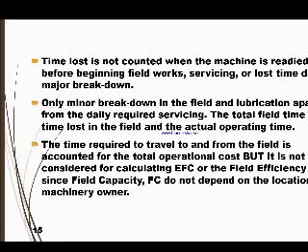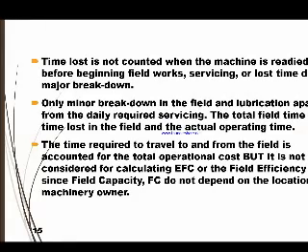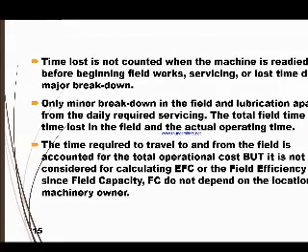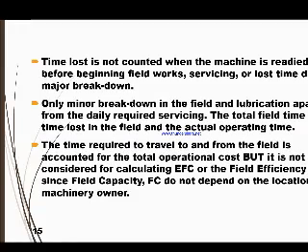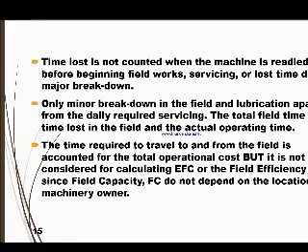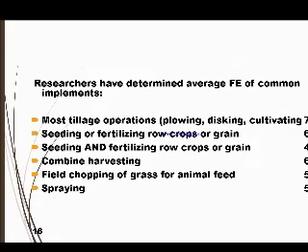So the time required to do some minor maintenance will be counted as total loss. The time required to travel to and from the field is accounted for in the total operation cost, but it is not considered in calculating the EFC or field efficiency of the machinery, since the field capacity or FC does not depend on the location of the machinery owner. Alright, so I hope it's clear.